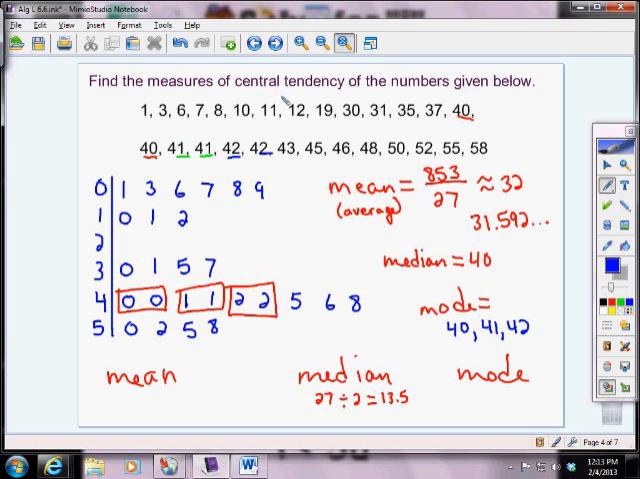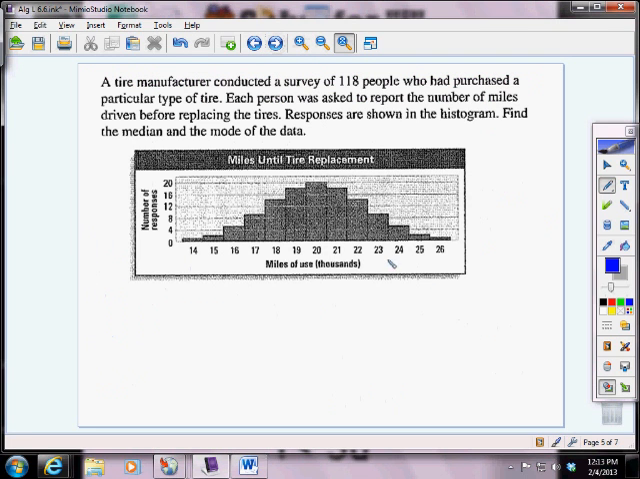So again, measures of central tendency. The mean, add them all up, divide by how many there are. The median is going to be the middle number when they're written in order. And the mode is the number that occurs most frequently. There can be no mode, one mode, or more than one mode. Let's look at one more example.